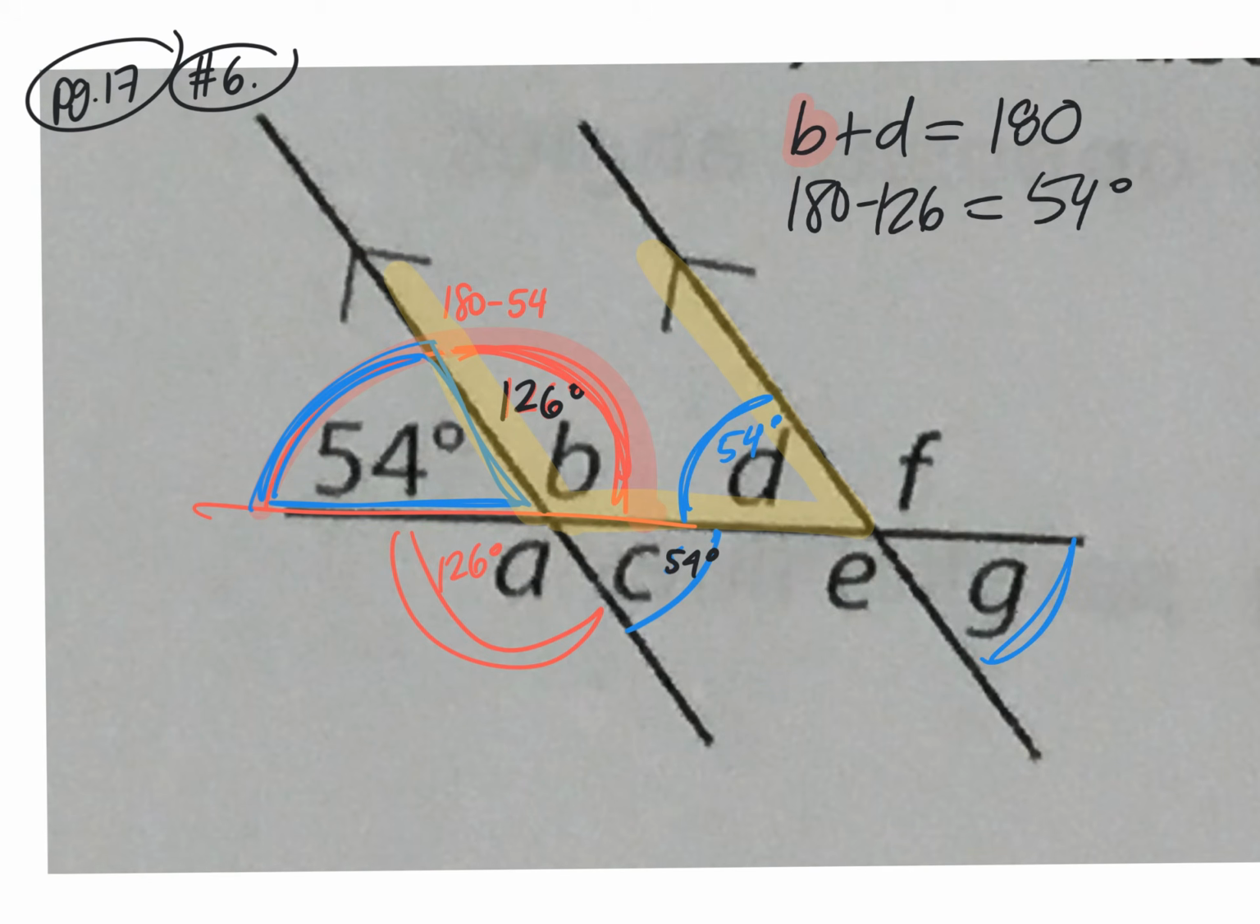What's this? 54. These two are on a straight line. We already figured it out earlier. 126, and F is opposite E, 126. Pretty easy. Who got all of these correct?